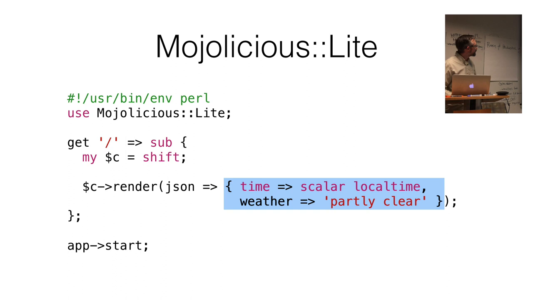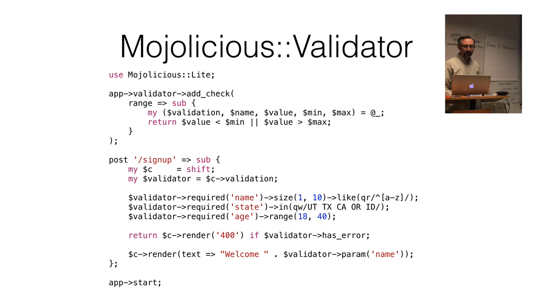This is another newish component in Mojolicious. It's Mojolicious Validator. I think this was written maybe 2 or 3 years ago, or at least fleshed out, as a way to validate form posts and things like that. We'll talk about that add check at the top in just a moment. So here's our controller. This is a Mojolicious Lite application. We're going to do a post on slash sign up. This might be sign up for anything, really.